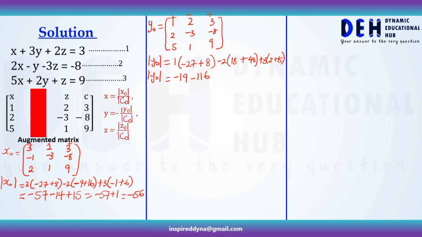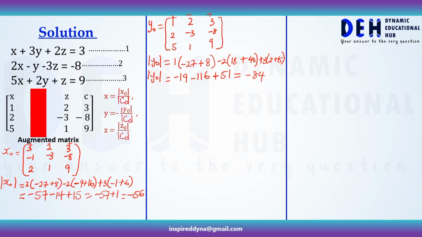Then you have 2 plus 15 over here, that is 17. 17 times 3, that is 51. So you have plus 51. Minus 19 minus 116 plus 51. So at the end of the day, we are going to have minus 84. So we have minus 84 over here. So we are done with y naught determinant.